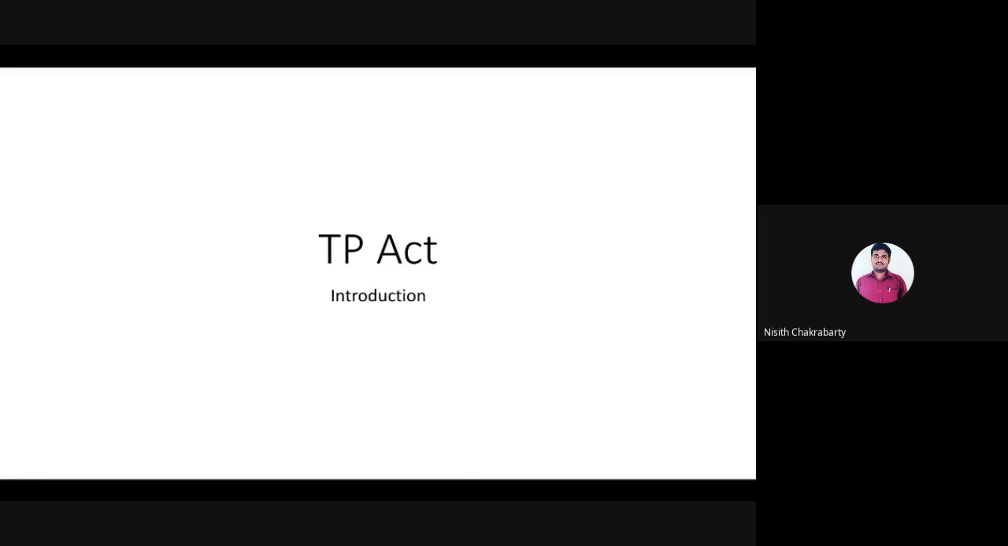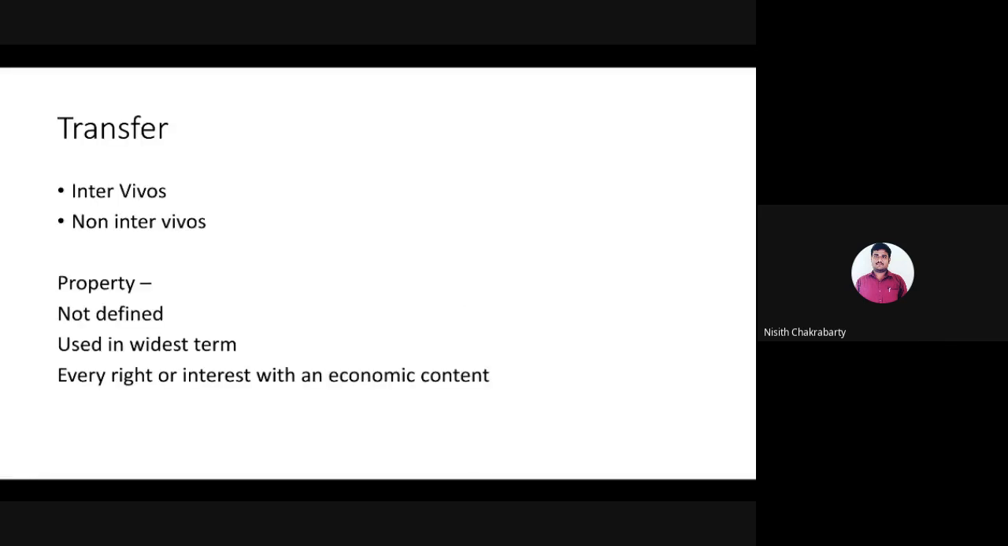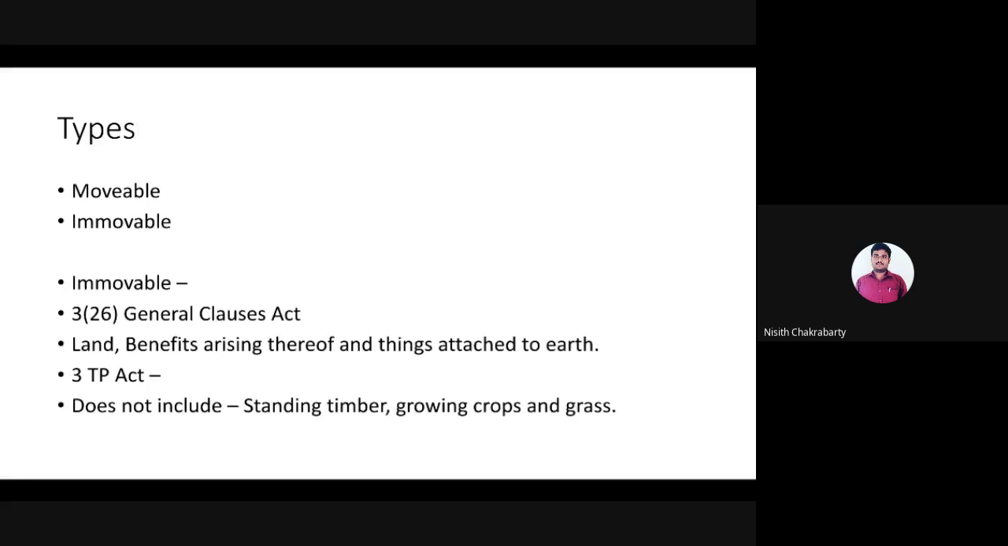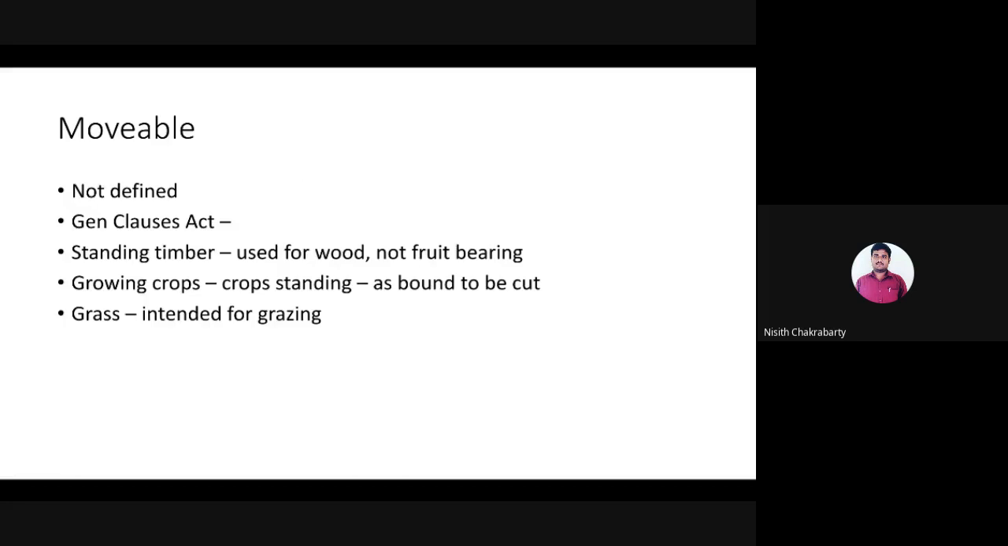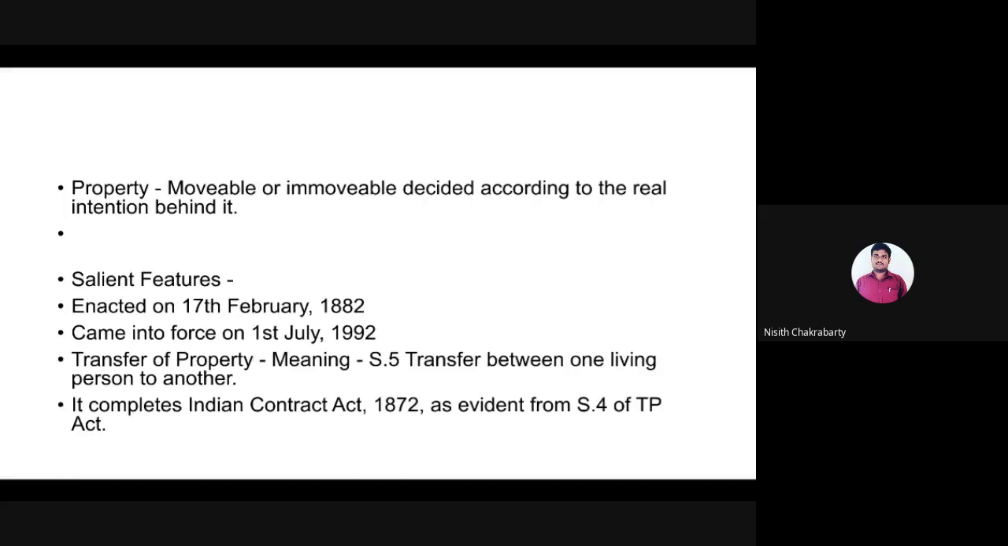So we had already discussed what is it that you mean by a transfer? What are the kinds of transfer? What is it that you mean by a property, which is not defined in the code itself, but then we went ahead and defined it. What are the types of properties? We discussed what is a movable property, what is an immovable property. Today we'll, let me just remind you one thing, how do you distinguish between a movable and an immovable property?